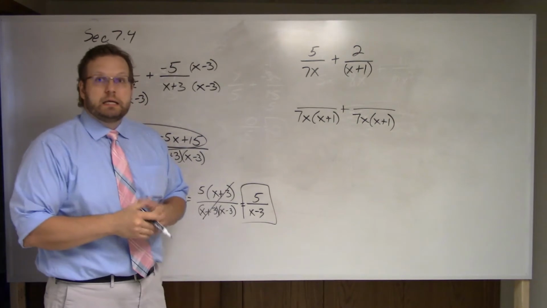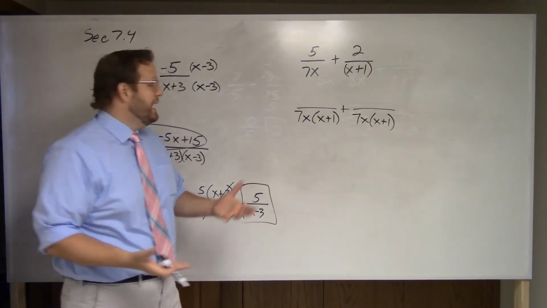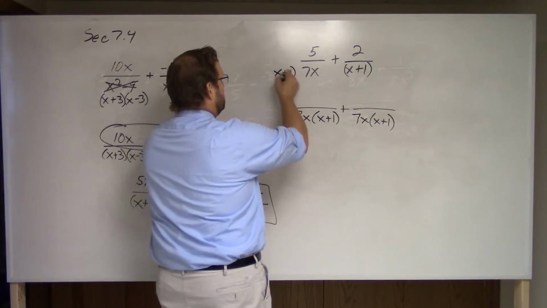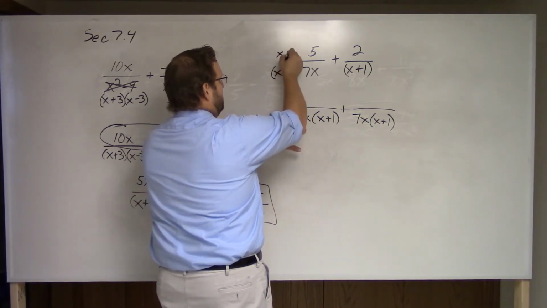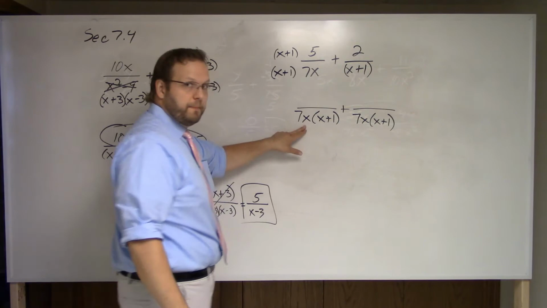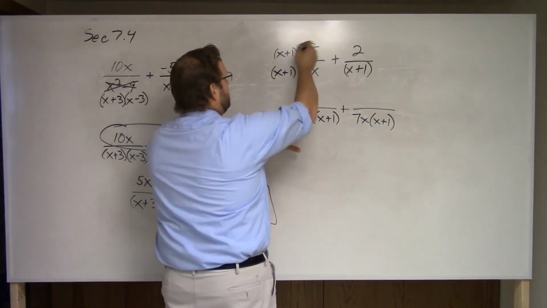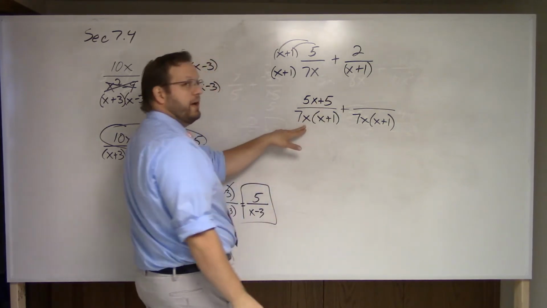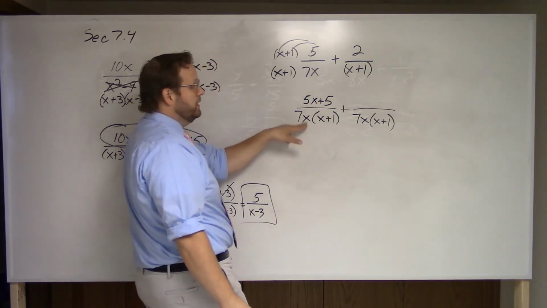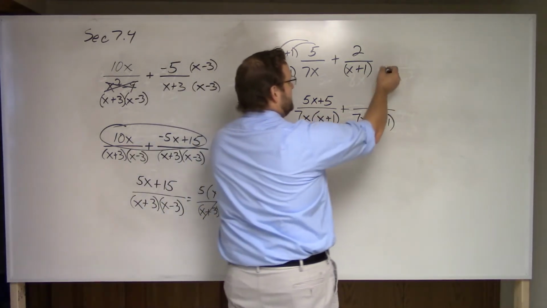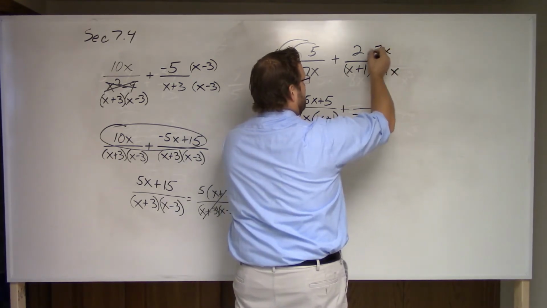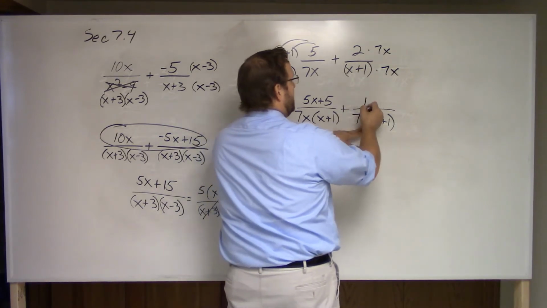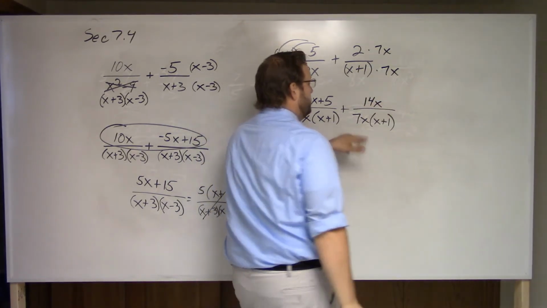Okay? Now, I need to build that. I need to make that happen. So I have the 7x. I'm missing the x plus 1. If I put it on the bottom, I put it on the top. I distribute that 5. I now have an equivalent fraction. Over here, what am I missing? I'm missing the 7x. Put it on the bottom, put it on the top. 2 times 7x is 14x.